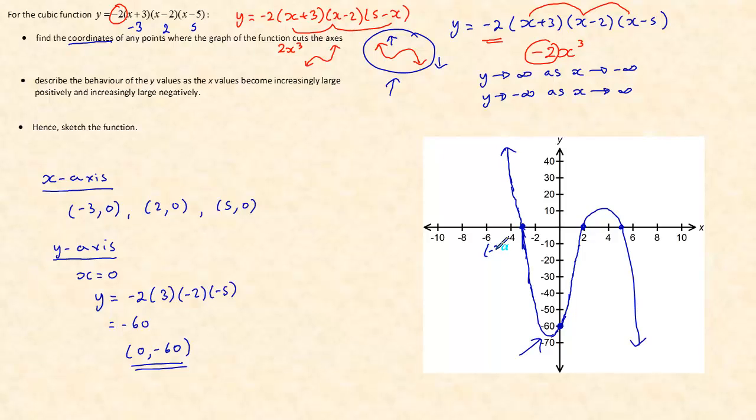So negative 3, 0, 2, 0, 5, 0, and 0, negative 60, and the other thing is getting the shape.